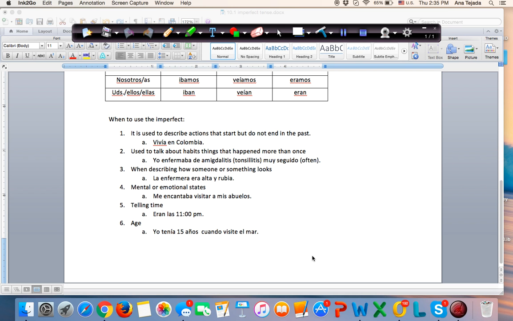Our first rule is that we are going to use the imperfect when we have to describe actions that start in the past but are not necessarily ending in the past. Our example here is "vivía en Colombia," meaning that you lived in Colombia not for only 1 year but for a long period of time.